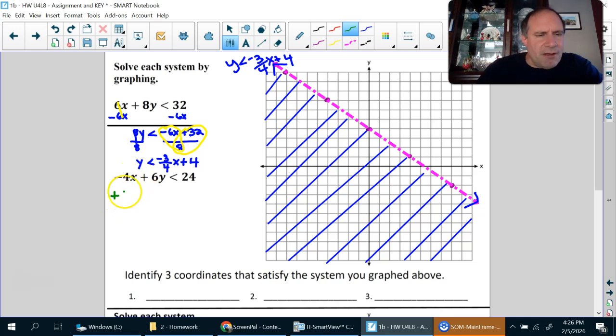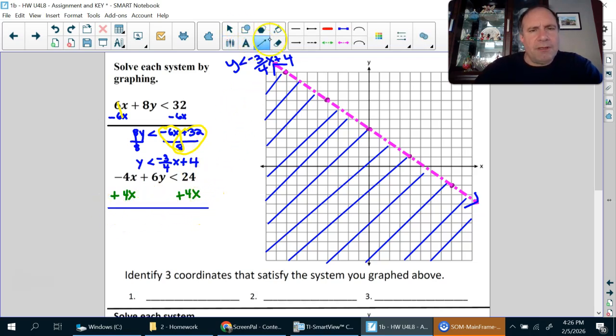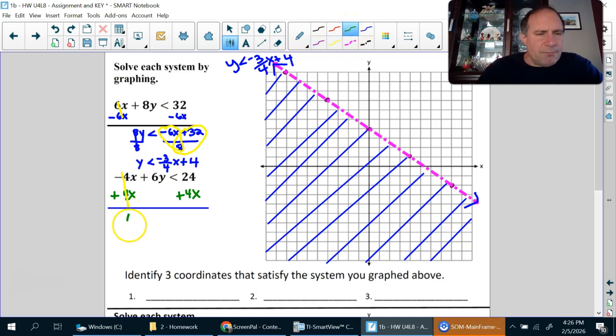Remember, you have to solve for y. So I'm going to add the 4x on both sides. And I am going to cancel out the negative 4x and a positive 4x. And I'm bringing down the 6y, the inequality sign, and the 4x plus 24.